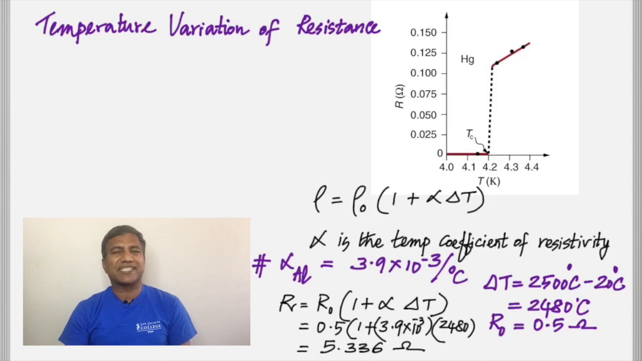Now looking at this problem, you might think, oh, that the change in temperature causes a big change in resistance. That's not true. Remember that here the change in temperature is really big. It's 2480 Celsius. That's why the resistance increased from 0.5 to 5.336 ohms.